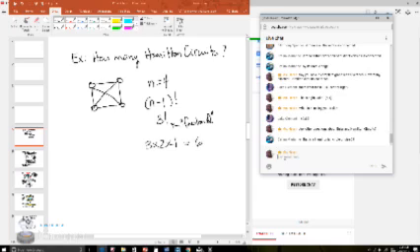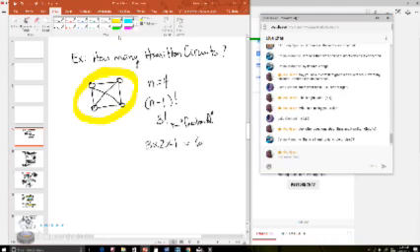Katina has a question. That is a Hamiltonian circle of size 3. Are you talking about the graph, Katina? That's right here on the screen.